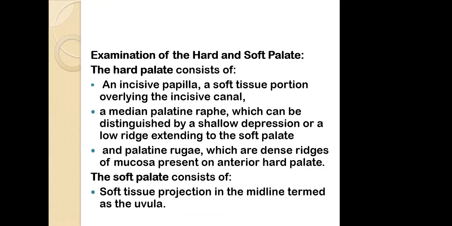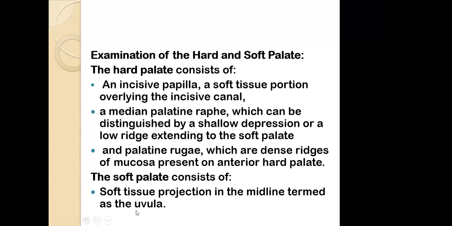Then the palate has the hard and soft palate. The hard palate has an incisive papilla, a soft tissue portion overlying the incisive canal, and a median palatine raphe, which can be distinguished by a shallow depression or a low ridge extending to the soft palate, and palatine rugae, which are dense ridges of mucosa present on the anterior hard palate. Then the soft palate has the uvula, of course.